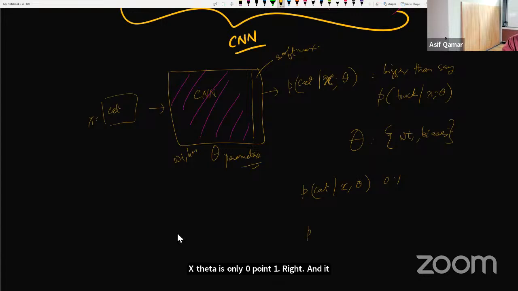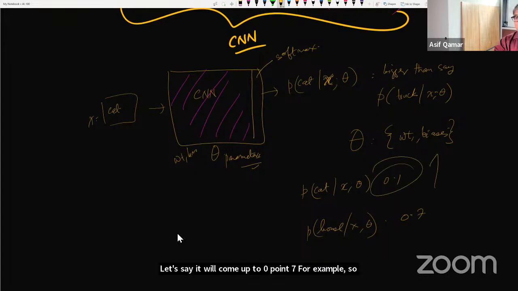And it might say the probability of a house given x theta may come up to 0.7, for example. So what happens? This is wrong. You need to push this up. How will you push this up? Once again, just to recap our basic machine learning, you will create a loss function that penalizes for this number being low. What is that loss function? Negative log probability, right? Negative log probability of a cat given x theta.